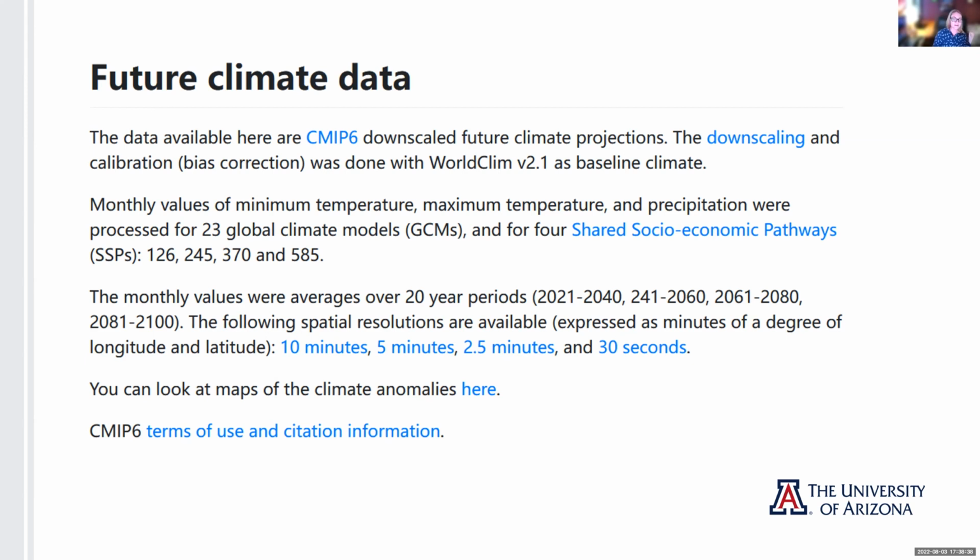Also, that was kind of a joke, but also mostly the literature stated that it's more important to have climate models that perform well in your given region. So I chose ones that performed well in my region.